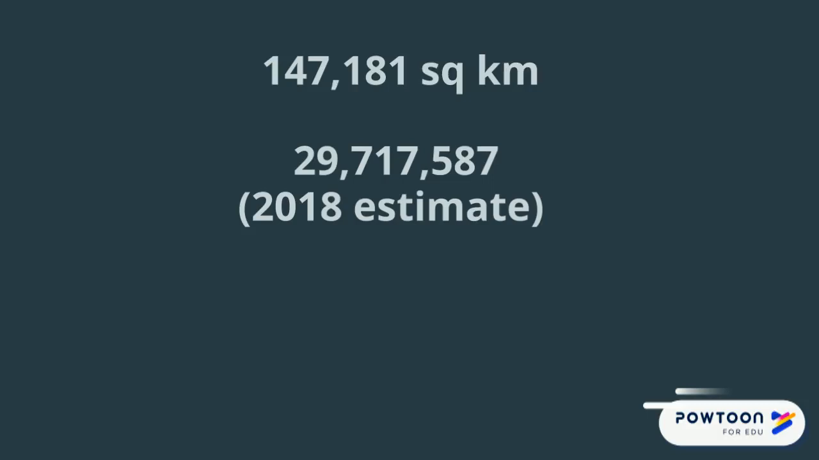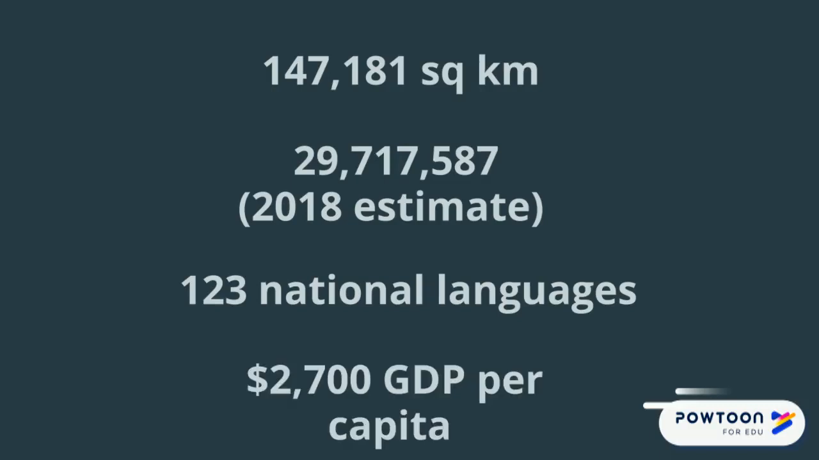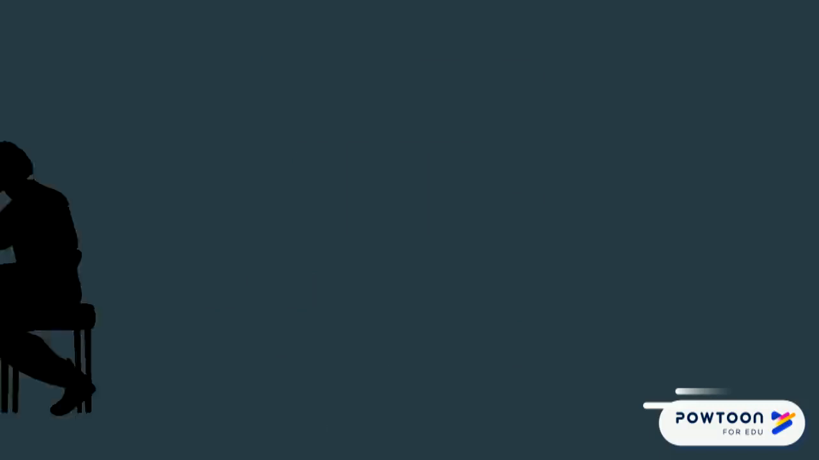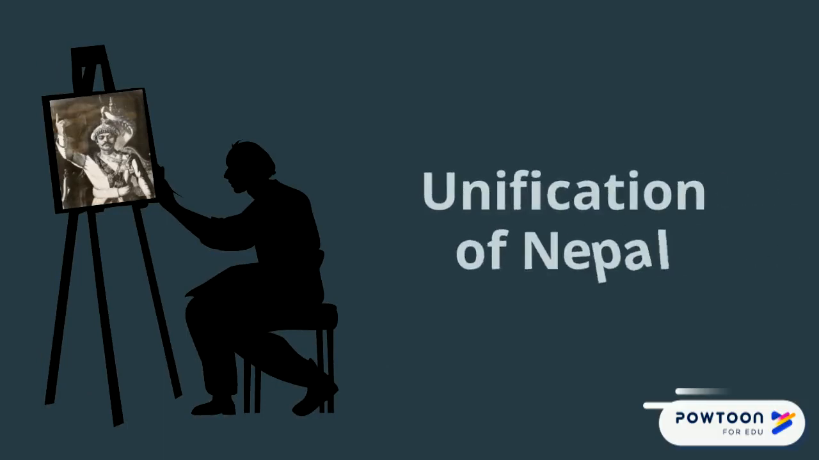Nepal is also extremely diverse within society. The country contains 4 major religions in Christianity, Hinduism, Buddhism, and Islam. There are also 123 official languages in Nepal. However, it is a poor country, with its GDP per capita only being $2,700. So now, for the formation and unification of Nepal.